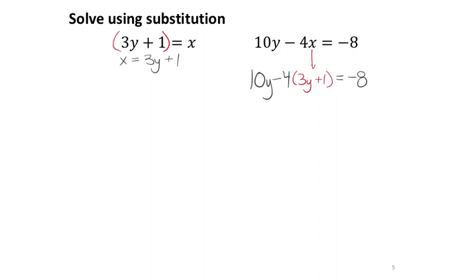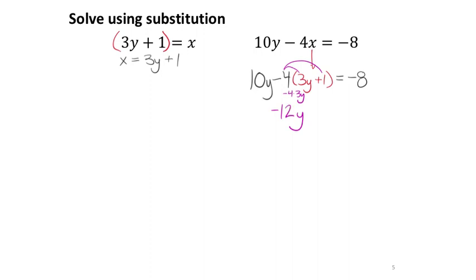But now that I have that, I'm ready for distribution. So I've got my negative 4 that I'm distributing into the parentheses. First up, that'd be negative 4 times 3y. Distribution is always multiplication. So how many y's would that be? Negative 4 times 3 would be negative 12 y's.